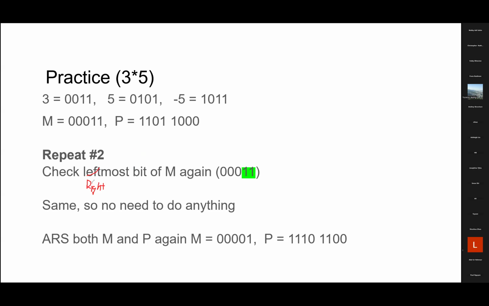Right. So then you repeat the same step again. Then you repeat the step once again. Just repeat step 2. Then you check that it's 1, 1. So this is the same, so you don't need to do anything. But you'll still need to do the arithmetic right shift to both M and P. So you shift them to the right by 1 again. So this is now your new values for M and P. So on to the next step.